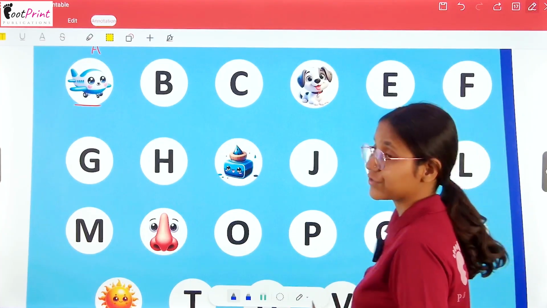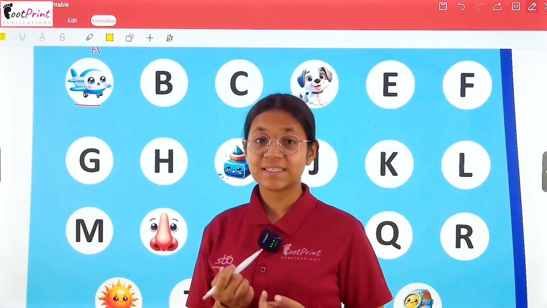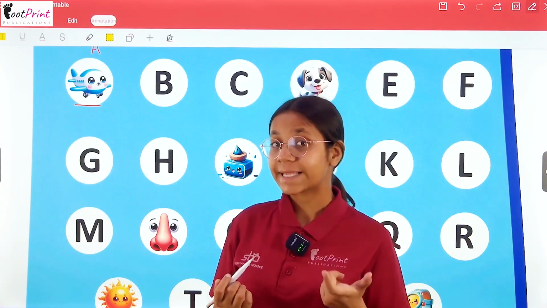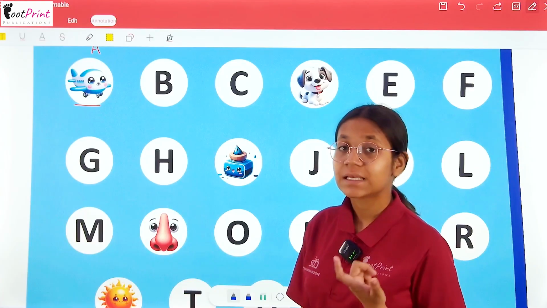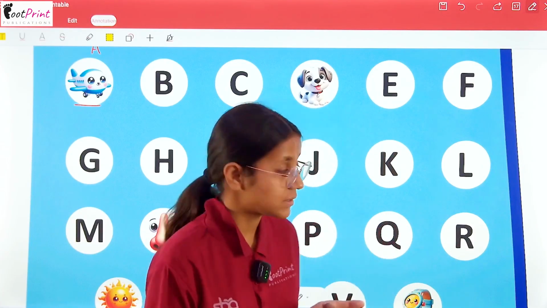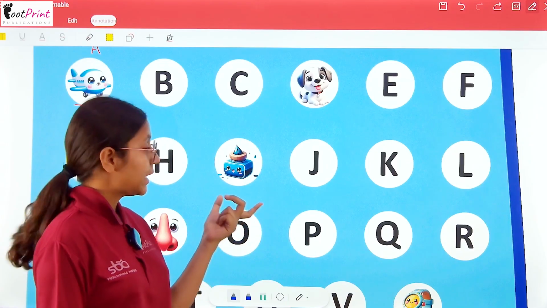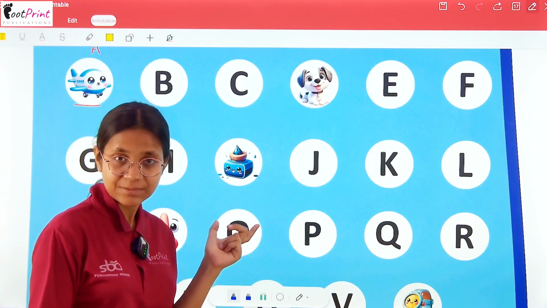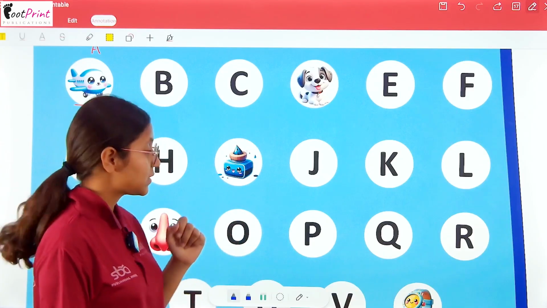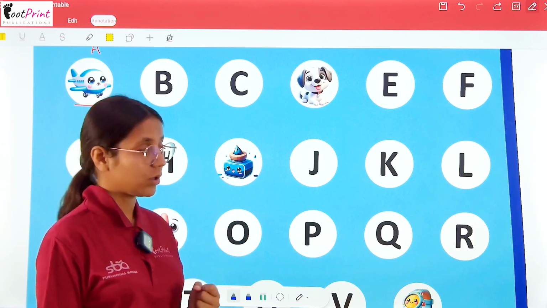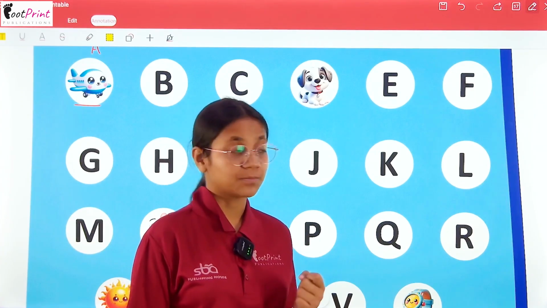F says fish. Now G says grapes. Garden. H says hen. Horse. I. This is an inkpot. Inkpot starts with the letter I. So I says inkpot. Now J says joker.